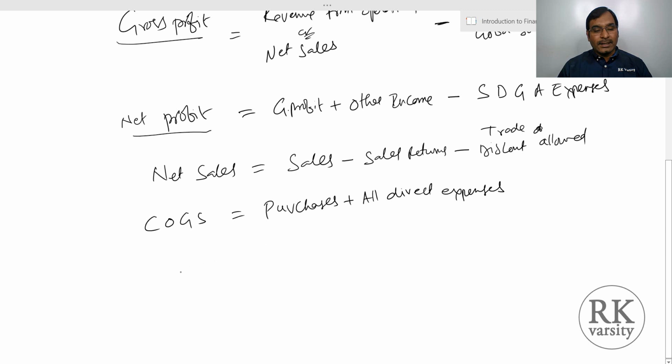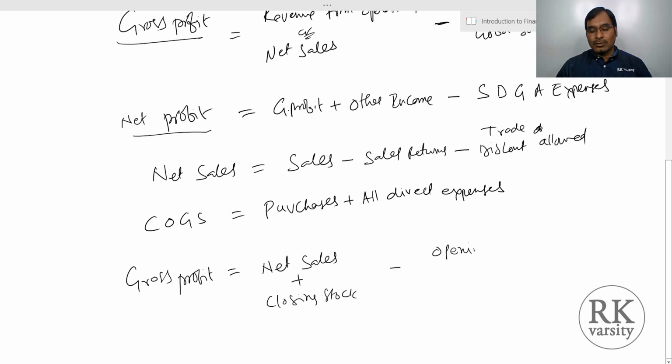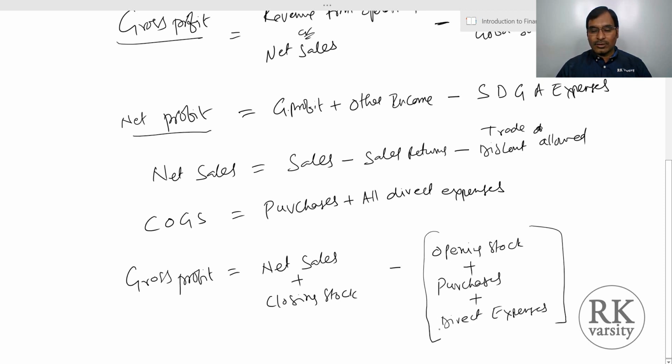inventory. In such a case, your gross profit equals net sales plus closing stock minus opening stock plus purchases plus direct expenses. So this all together becomes your cost of goods sold, and this is your net sales and closing stock. Using this also we can calculate the gross profit.